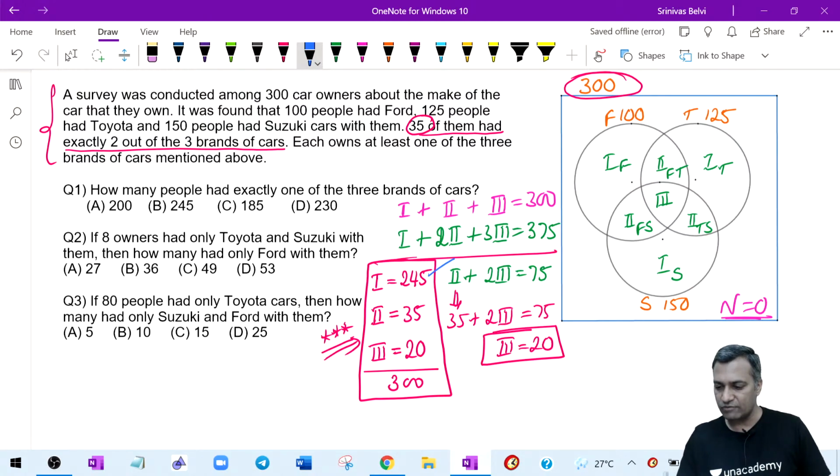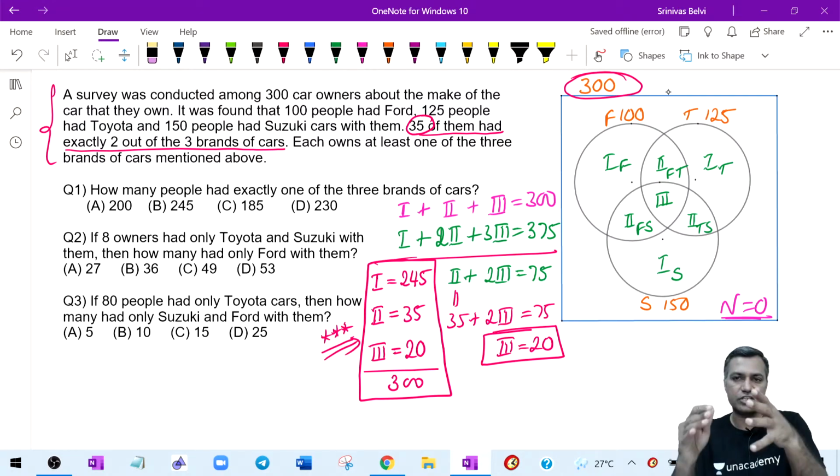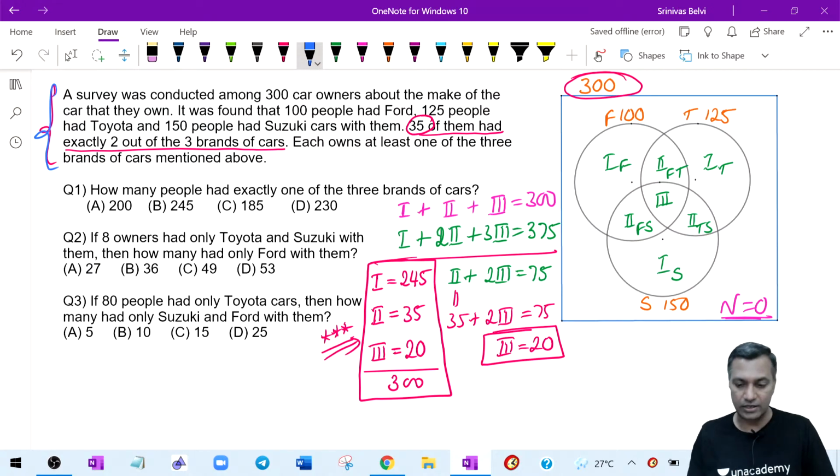Look, 245 of them own exactly 1 car, 35 own exactly 2 cars, 20 of them own all 3 cars, but you don't know the breakup because region 1 has been divided into 3 parts. All you know is there are 245 folks who own exactly 1 car. This is called the components of this particular study. So he gave the components and then he's asking ifs and buts. That is what CAT exactly does.